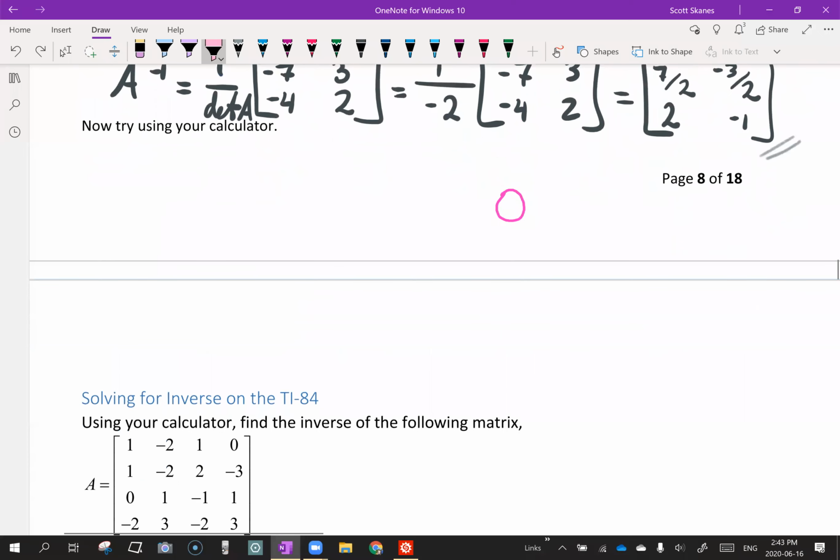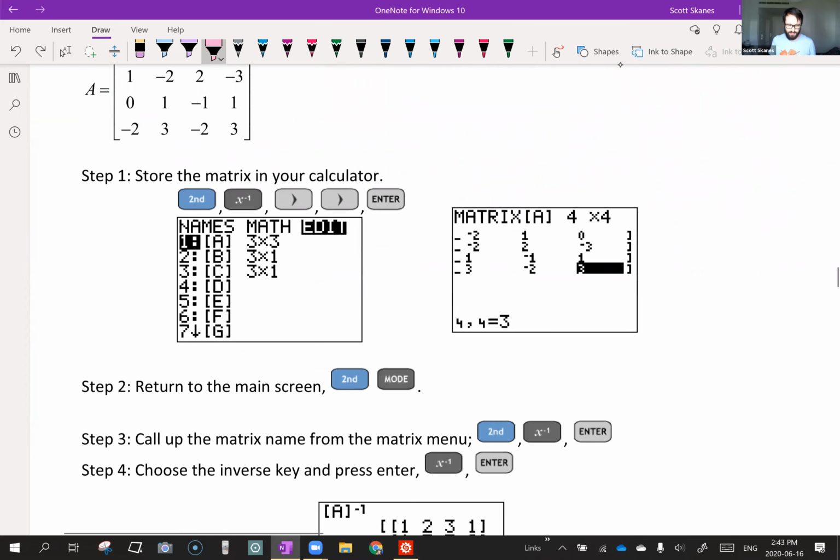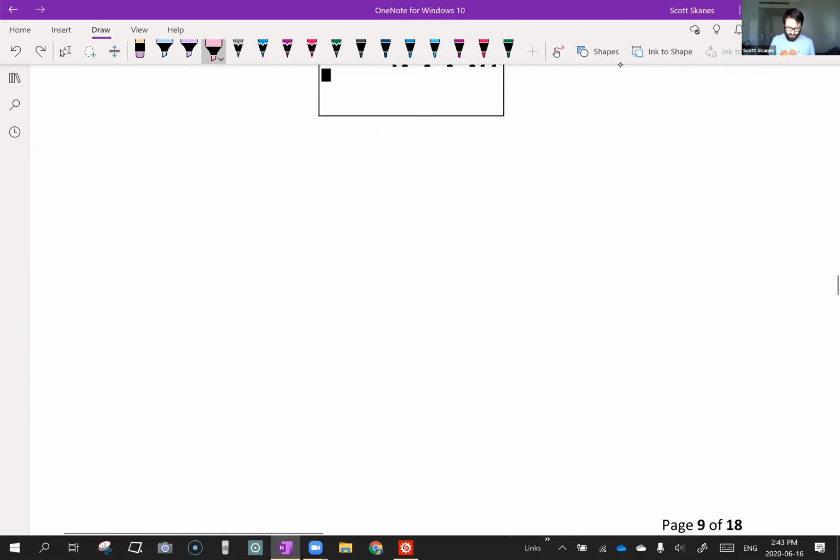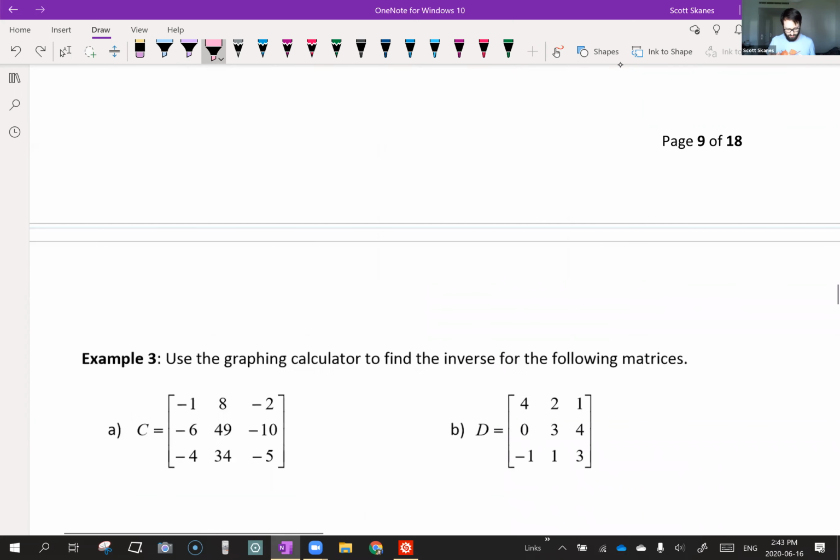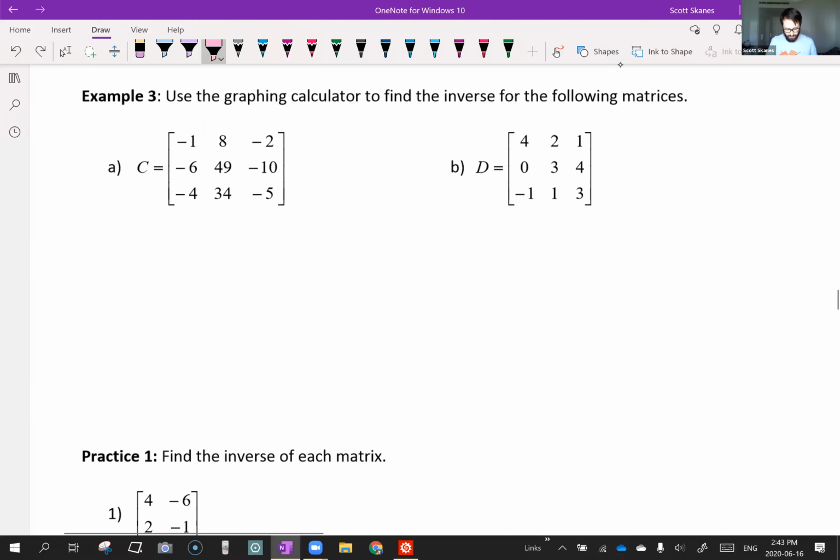So let's keep on going. We're almost done. Honestly, we only have one more topic, and then you're done the entire course. It should feel pretty good. Let's try to get the inverse. It says use the graphing calculator or any calculator to find the inverse of the following matrices.